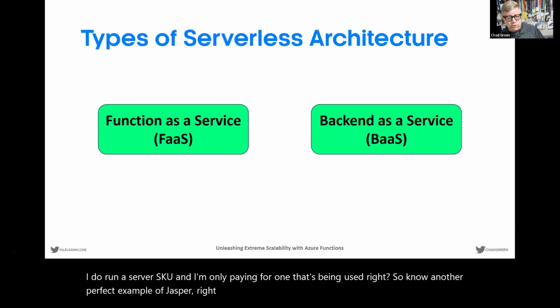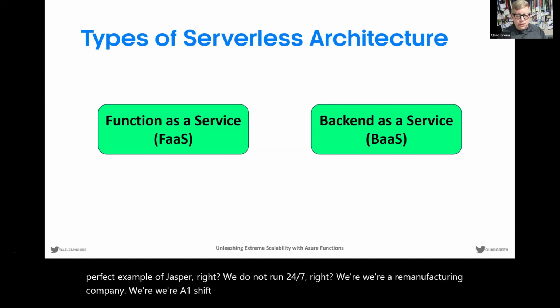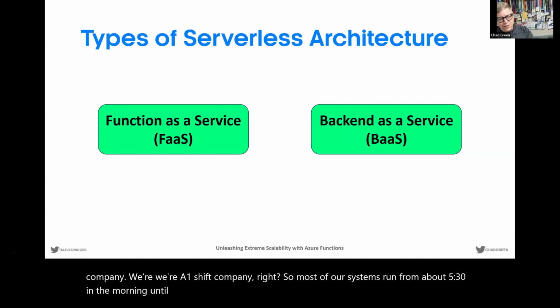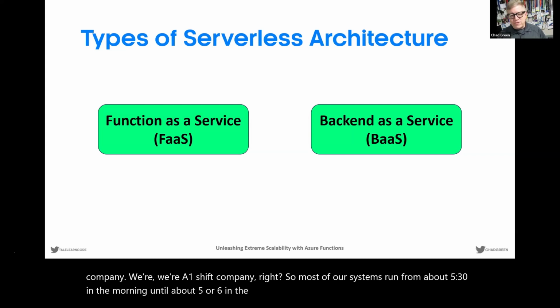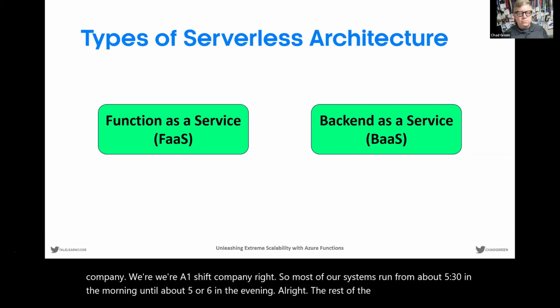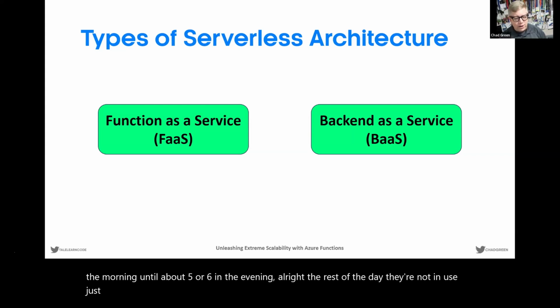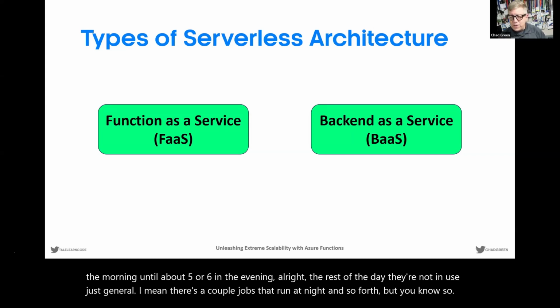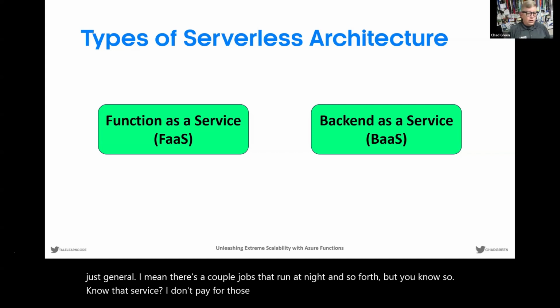Another perfect example, Jasper: we do not run 24/7. We're a remanufacturing company. We're a one-shift company, so most of our systems run from about 5:30 in the morning until about 5 or 6 in the evening. The rest of the day, they're not in use. There are a couple of jobs that run at night and so forth, but with serverless, I don't pay for those servers at night because we're not using them. So that's backend as a service.